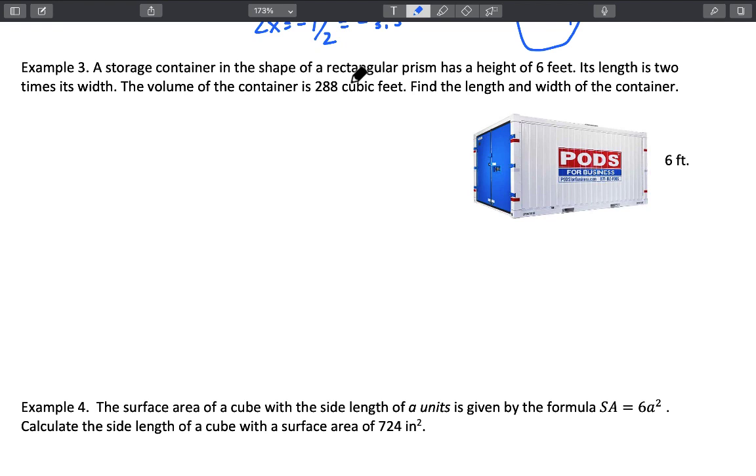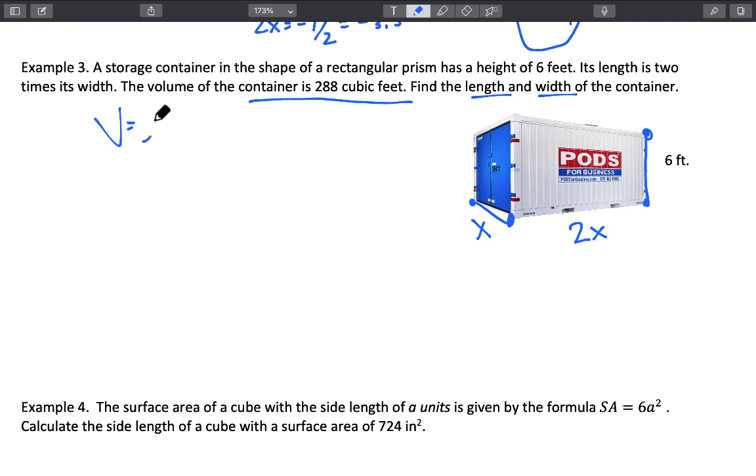It says a storage container in the shape of a rectangular prism has a height of 6 feet, so we can see that height here on that back edge. Its length is 2 times its width. So we'll say that the width of that container is x, because we don't really know what it is. And so the length is 2 times that, so we'll say that must be 2x. And then it says the volume of the container is 288 cubic feet. Find the length and the width of the container.